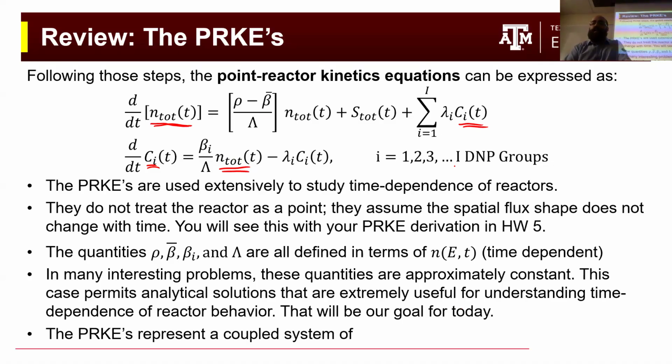We were just saying that if we have I delayed neutron precursor groups, then we have I precursor density equations, and we have one neutron density equation. So these point reactor kinetics equations represent a coupled system of I plus one equations.